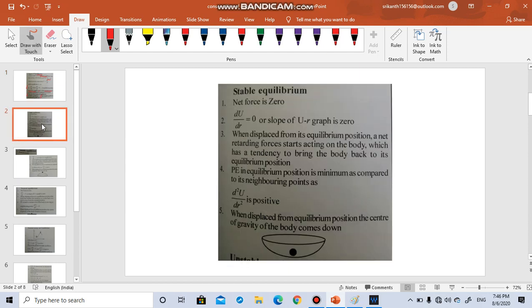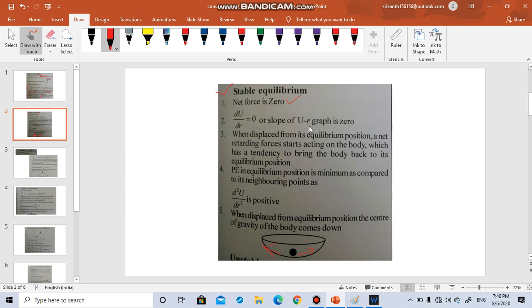Now let us move into the equilibriums one by one. See, in any equilibrium, the net force is 0. Then only you will say that it is equilibrium. Imagine a cup, and in the cup, let us say you have left a small ball. What will happen? The ball will oscillate in this direction and in this direction, and finally it will come to a point and stay there. That type of equilibrium is called stable equilibrium.